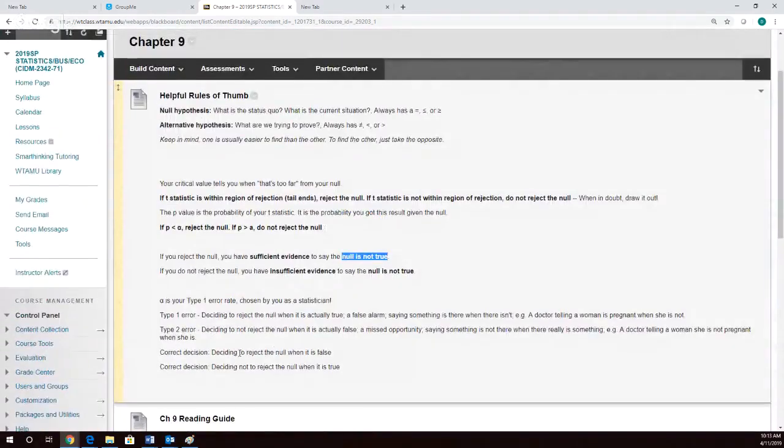If you decide to reject the null, you're saying that the null is false when it actually is false. That's correct. Or, if you decide not to reject the null and the null is actually true, then that's also a correct decision. Okay, so again, these are just some helpful rules of thumb. If you don't entirely understand the reasoning behind null hypothesis testing, that can help get you by.